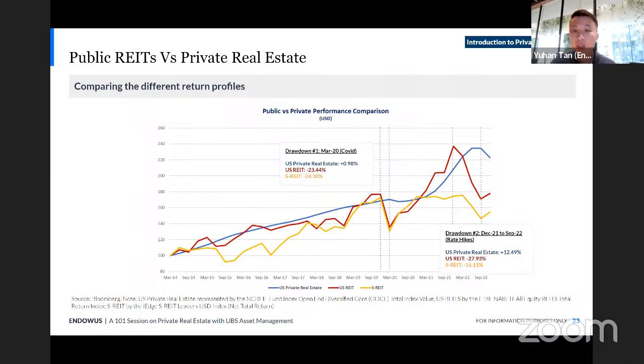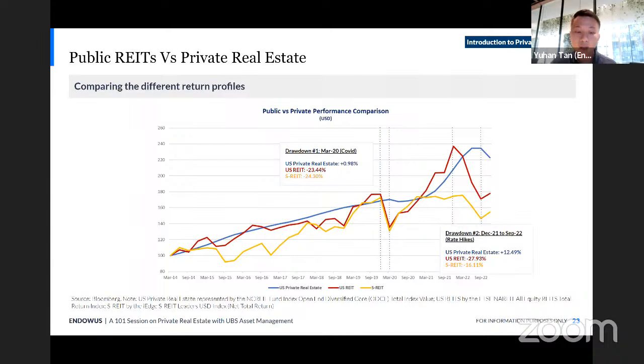So here we have the US Private Real Estate Index in blue, with the US REIT Index and S-REIT Index represented by red and yellow respectively. Notice that for the majority of the past decade, all three indices have been on a clear upwards trend. And at varying points in time, such as the end of 2019 and 2020, their performance was largely the same. However, if you look closer, you can tell that the REIT indices have been a lot more bumpy, with two significant drawdowns in the past 3 years.